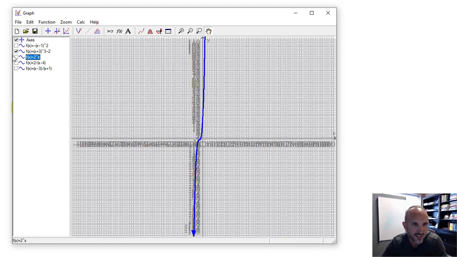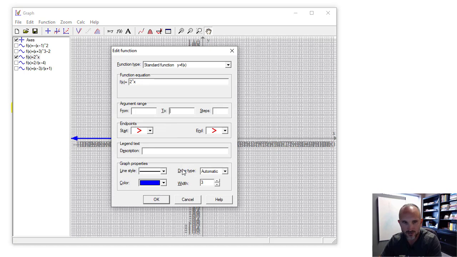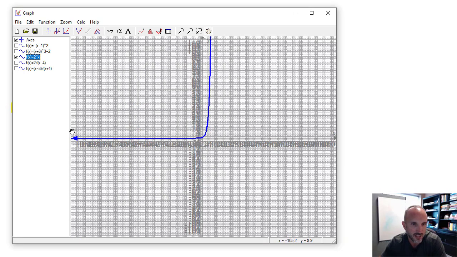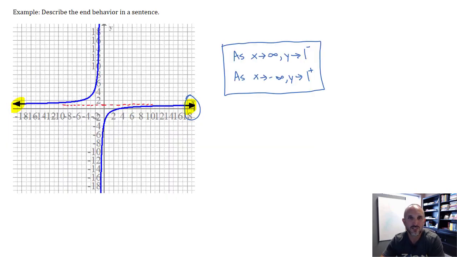Or in this case, let's look at this one. I've got that one cut off on the end here. Let me take that off there. There we go. So the left end, you can see, is this horizontal line, and the right end goes up forever. So end behavior is significant because it describes most of a graph.